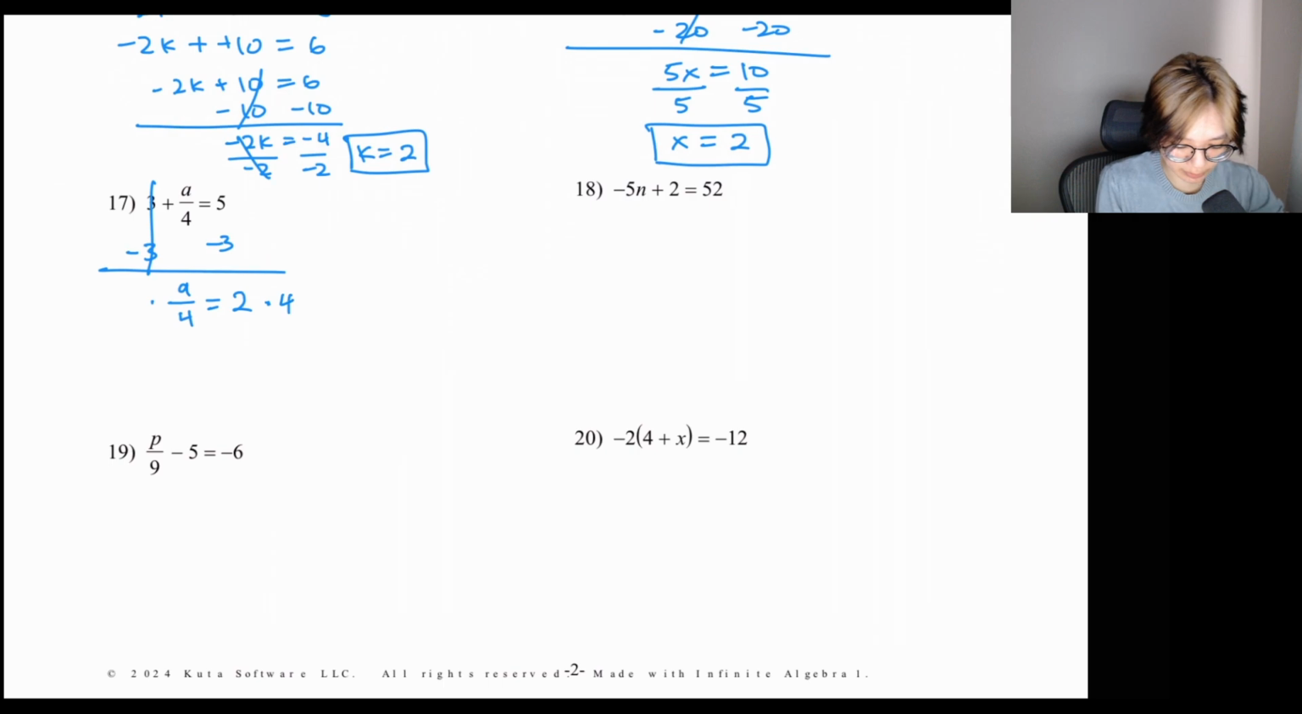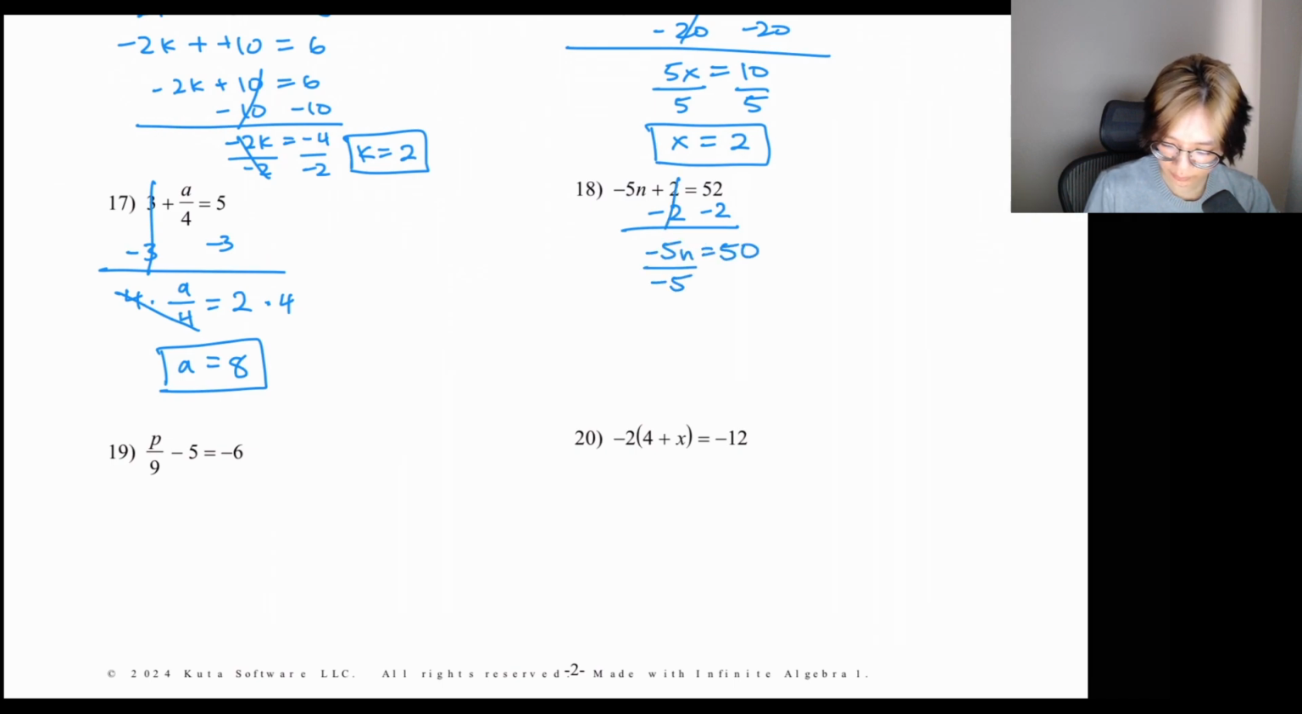Division, so we multiply both sides by the number we're trying to cancel. A equals 8. 18, -5n plus 2 equals 52. Subtracting 2 from both sides. -5n equals 50. Divide both sides by -5. n equals -10.